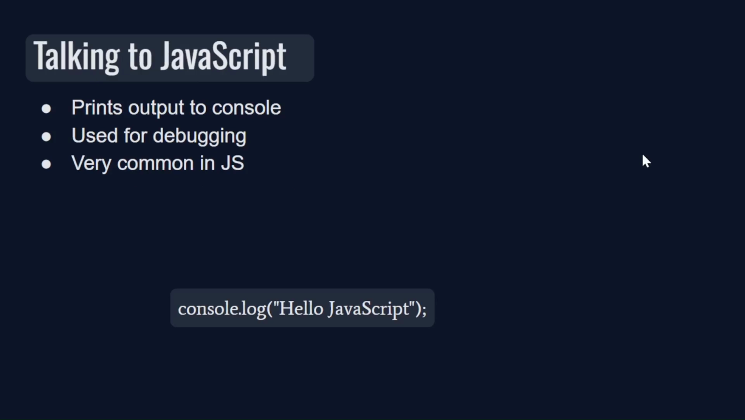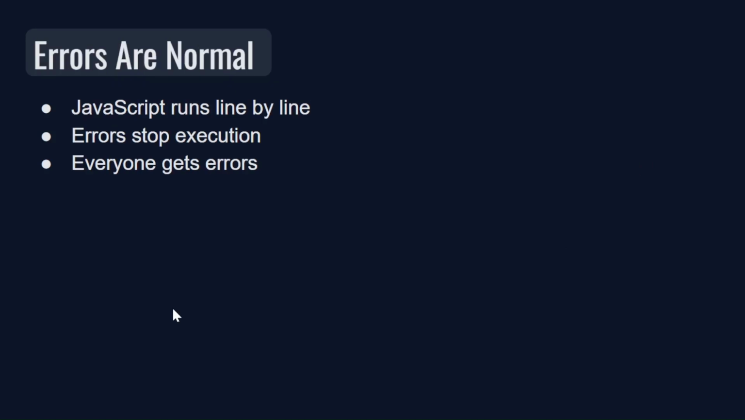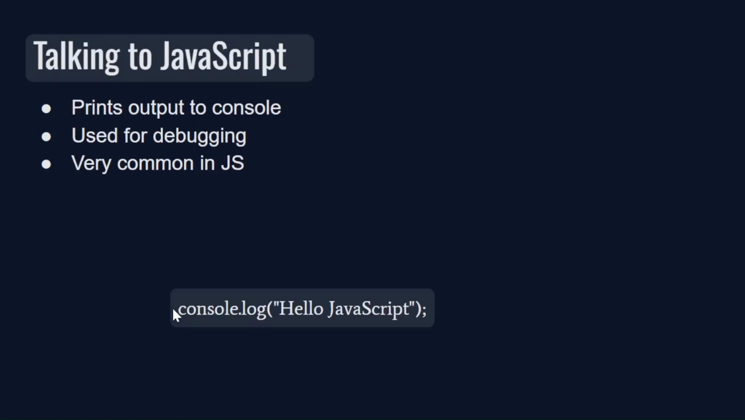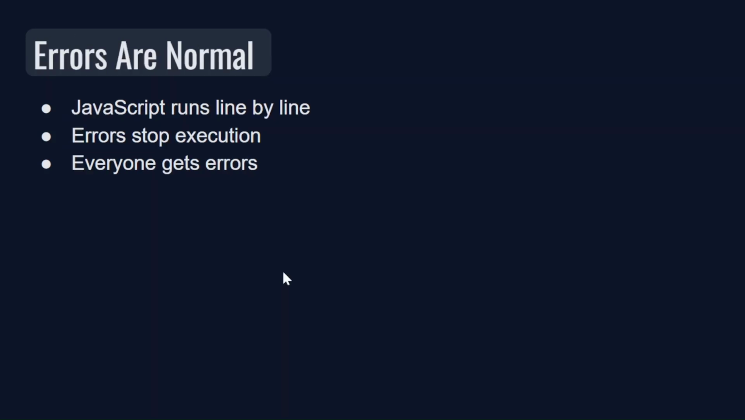Talking to JavaScript. Let's look at our first JavaScript example. console.log("Hello JavaScript"). This line prints a message to the browser console. Developers use console.log to check values and understand what their code is doing. Think of console.log as talking to yourself while coding.